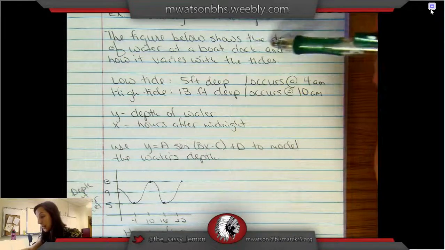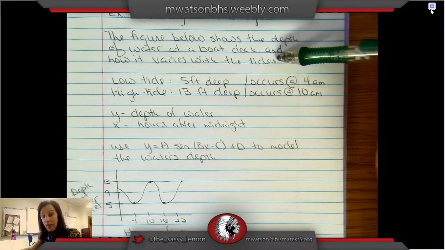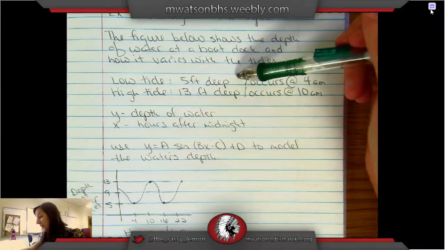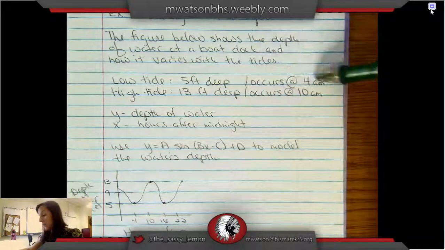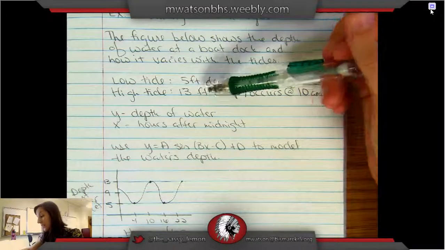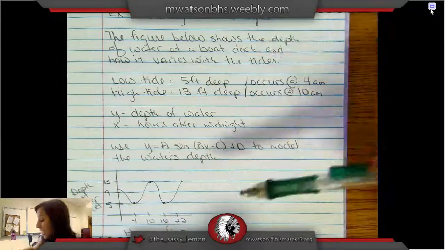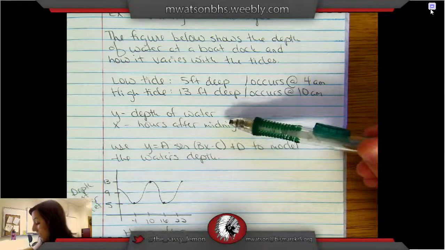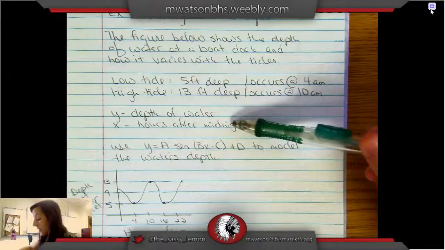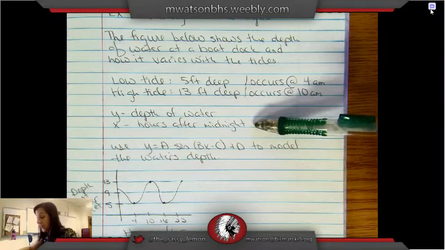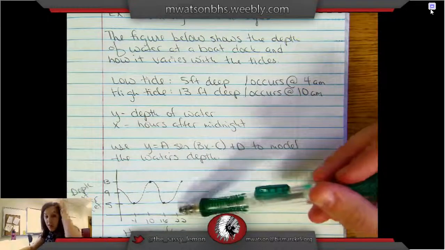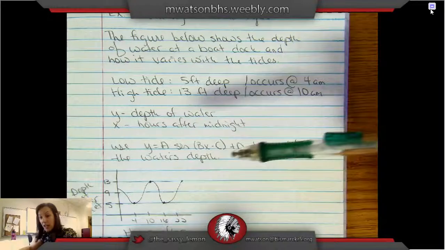at a boat dock and how it varies with the tides. So at low tide, the water is 5 feet deep, and this occurs at 4 a.m. And at high tide, it's 13 feet deep, and this occurs at 10 a.m. So they give you a graph, and they say that the y-axis tells you the depth of water, and the x-axis tells you the hours after midnight. All you need to do is turn this graph into an equation.